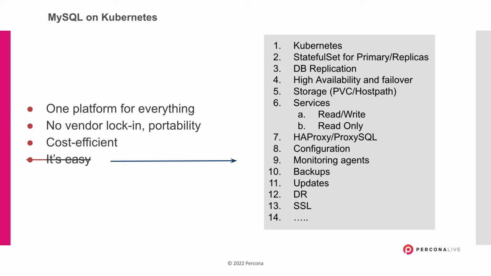How to expose the traffic, load balancing, be it HAProxy or ProxySQL or something else, configuration, monitoring, backups, updates, and the list goes on, and I probably spent 13 seconds to put those 13 points. It is probably longer in practice. So the point is, there are so many components. If you have an application container that runs a web server, and you just want to scale it, you just say, hey, here's my image.